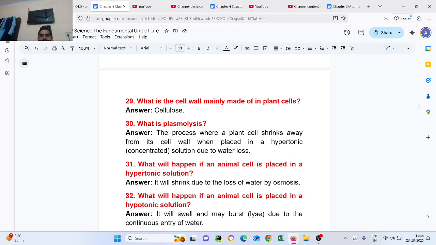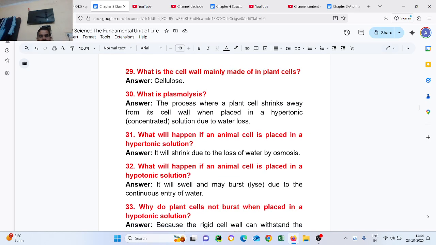Question number 31. What will happen if an animal cell is placed in a hypertonic solution? It will shrink due to the loss of water by osmosis.